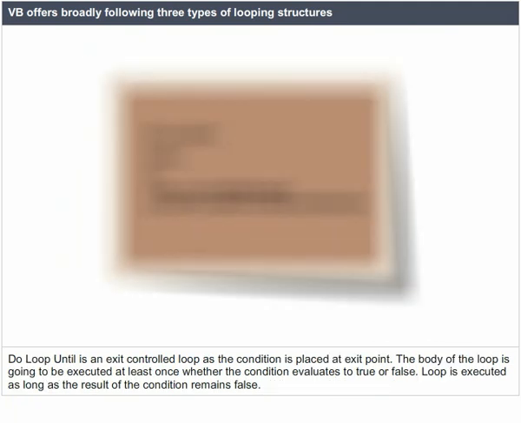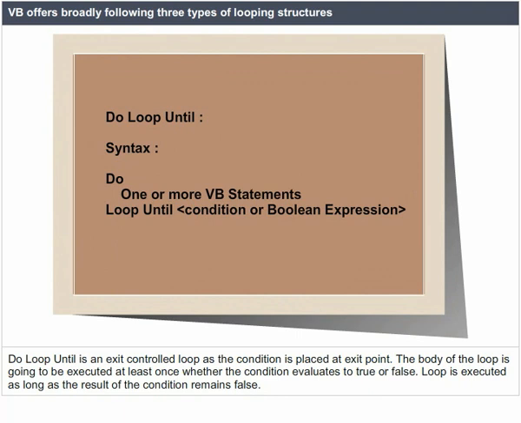Do loop until. Syntax: do loop until is an exit control loop as the condition is placed at the exit point. The body of the loop is going to be executed at least once, whether the condition evaluates to true or false. Loop is executed as long as the result of the condition remains false.